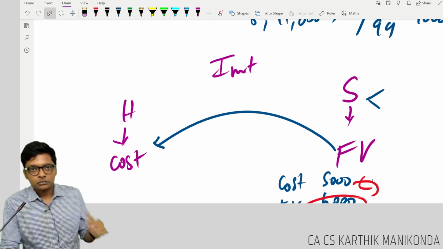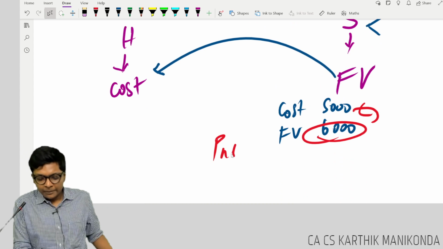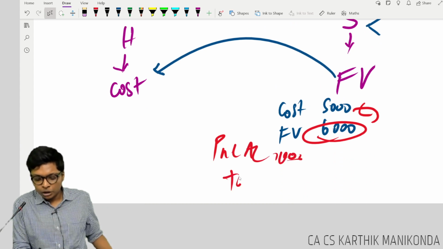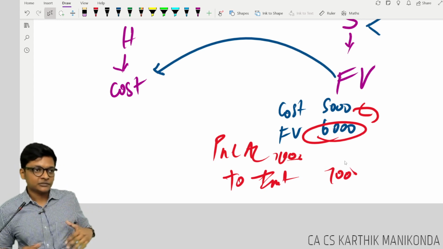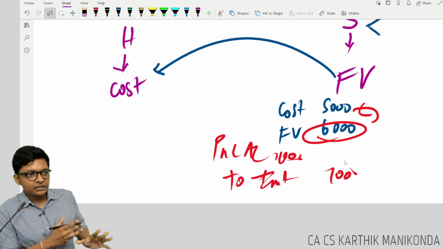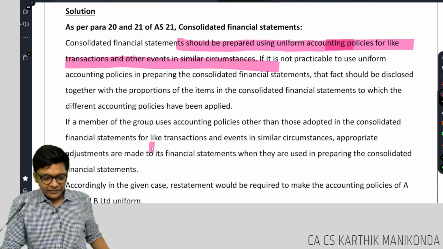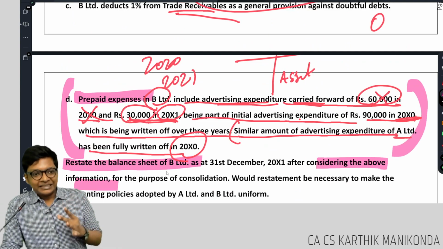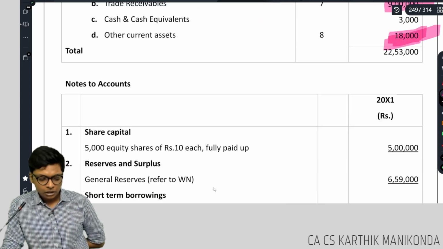What's the impact? Profit reduced by 1,000. My entry will be P&L account debit 1,000 to investment 1,000. Are you getting it, guys? That's it. Any new adjustment comes, don't panic. Impact goes to my reserves. Make changes accordingly. Are you following, guys? With this, we are done with sums 1 to 16 except one middle sum. I remember, illustration. We'll do that in the next class.